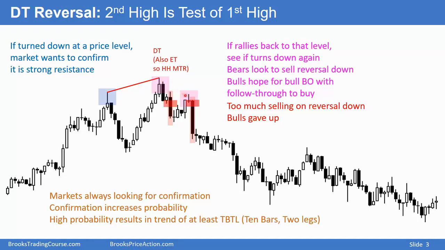And then we have a double top bear flag here. This is also a lower high major trend reversal. A low 2, low 1, low 2. Traders will sell below the low of this bar, taking a chance that we're going to get a swing down.